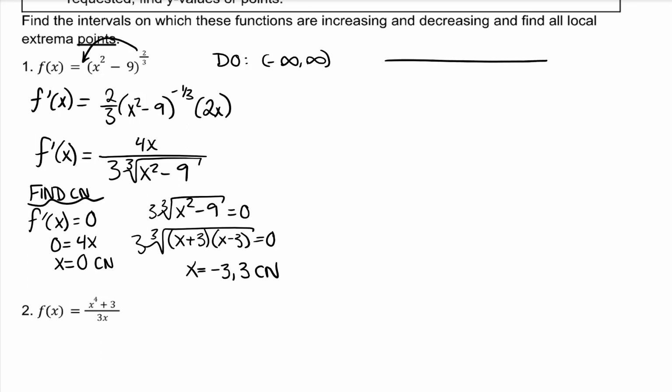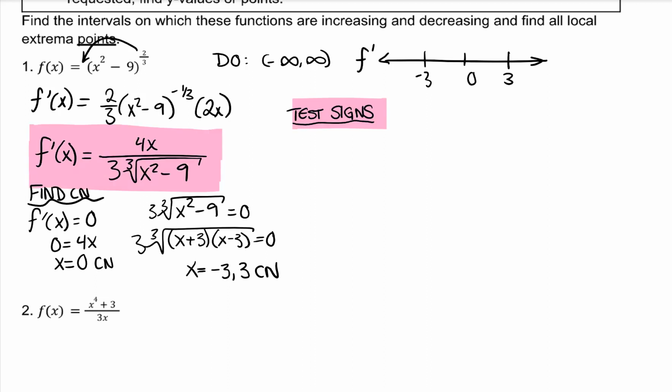Time to make our f prime number line. Remember, on the f prime number line, we'll put domain restrictions, which we have none, and then our critical numbers, so negative 3, 0, and 3. To test out the signs of the intervals, I'm going to plug in values to the left and right of each of our critical numbers. To the left of negative 3, I'll plug in negative 4, and we're testing the sign of f prime, so we're plugging it into f prime. Negative 1 is between negative 3 and 0. 1 is between 0 and 3.